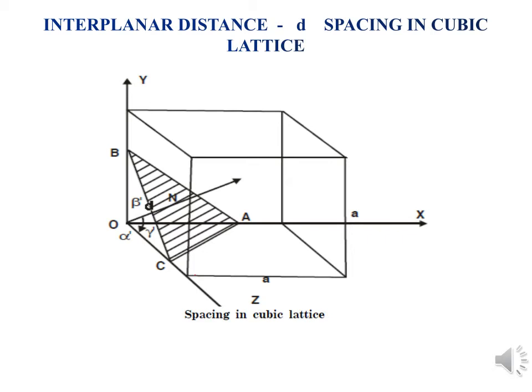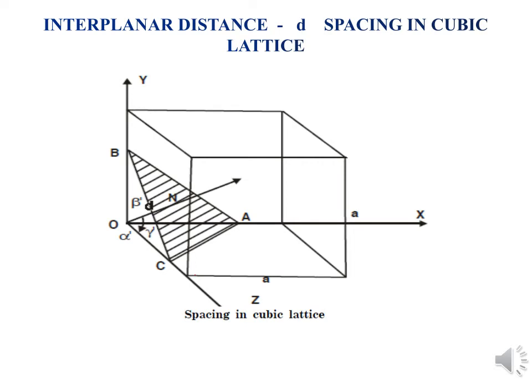See this diagram for a cubical crystal, simple cubic. Consider the three-dimensional axes OX, OY, OZ. To draw this cubical crystal ABC, consider this midpoint N. Draw a perpendicular line from the origin in the direction ON. The distance ON represents the interplanar distance d, and the interfacial angles are represented by alpha dash, beta dash and gamma dash.